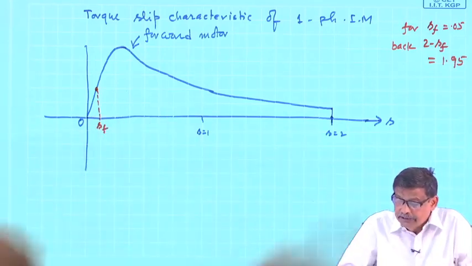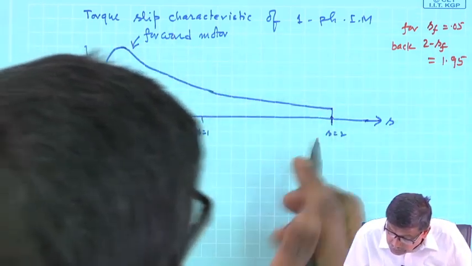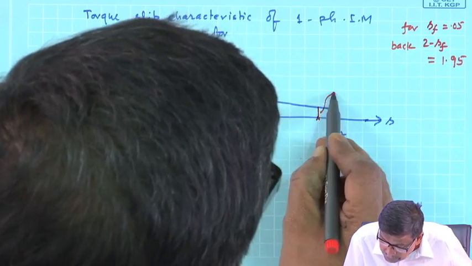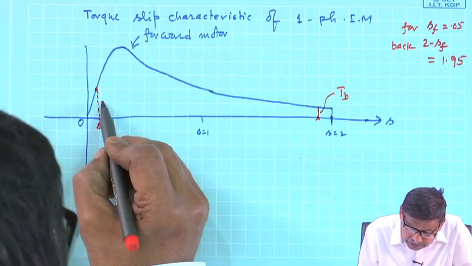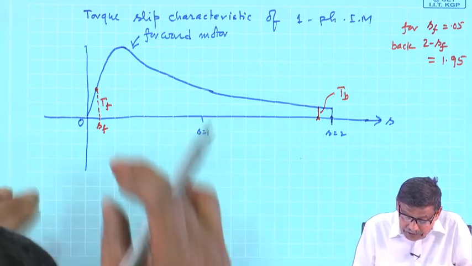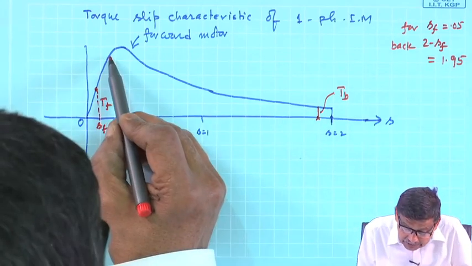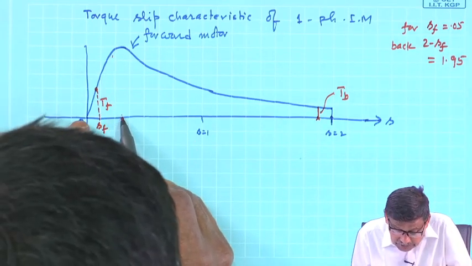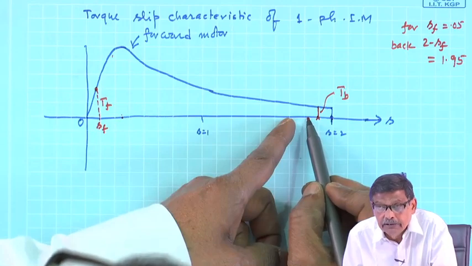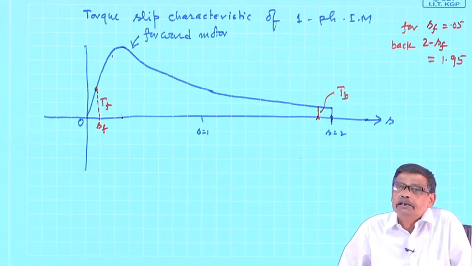Now, the question is, what is the torque of the backward motor? Same curve I can use, only thing is the value I have to read from here, 1.95. So, this is the backward motor torque, this is the forward motor torque. And then the net torque is Tf minus Tb, like that I have to do. Whatever is the slip, 2 minus s comes to this side, slip is now greater than 1 for the backward motor, read this one, and the difference of these two will give you the torque.